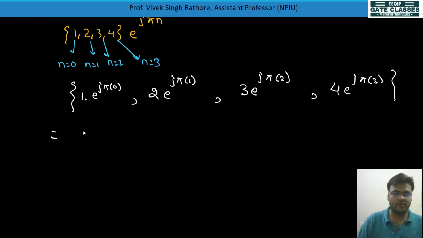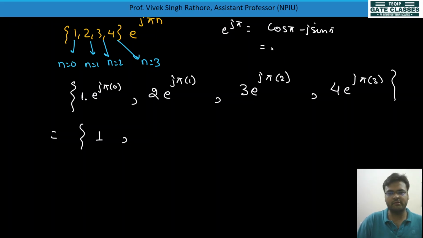So ultimately you can write here e to the power j pi into 0 is 1 only, no problem. e to the power j pi is nothing but cos pi minus j sin pi. So it will be minus 1 only, and sin pi will be 0 only. So e to the power j pi is nothing but minus 1, so we can write here minus 2 value.